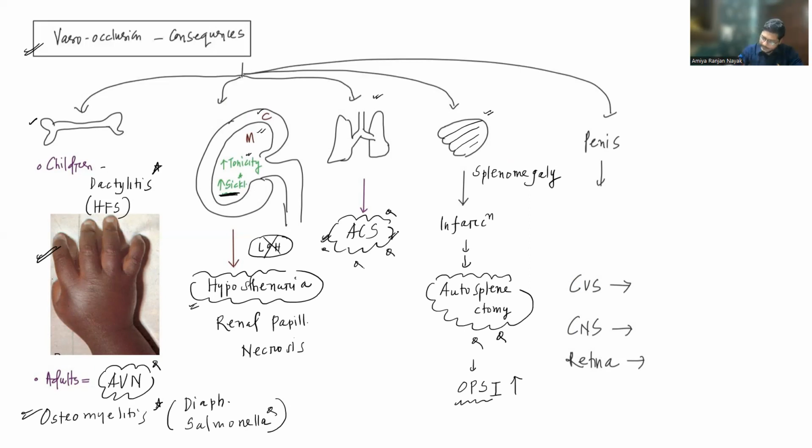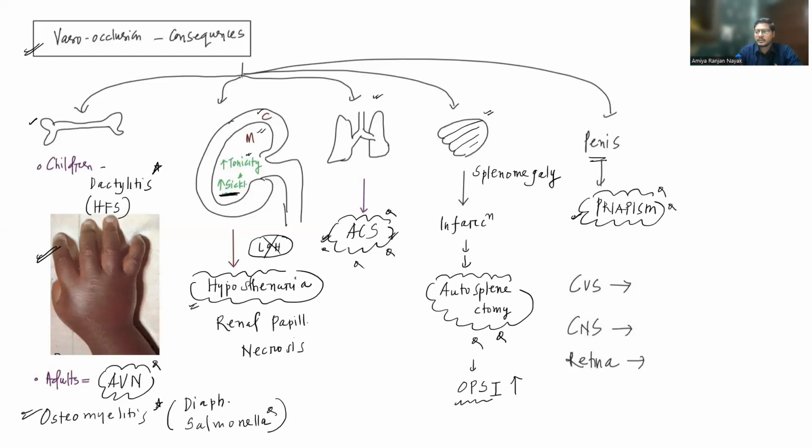Now in the penis, because of this vascular occlusion, they can develop a condition that is known as priapism. Priapism is an unwanted, persistent erection of the penis. It is not a good condition to have, because if you don't treat it aggressively, the patient can go into permanent impotence. So that is priapism.